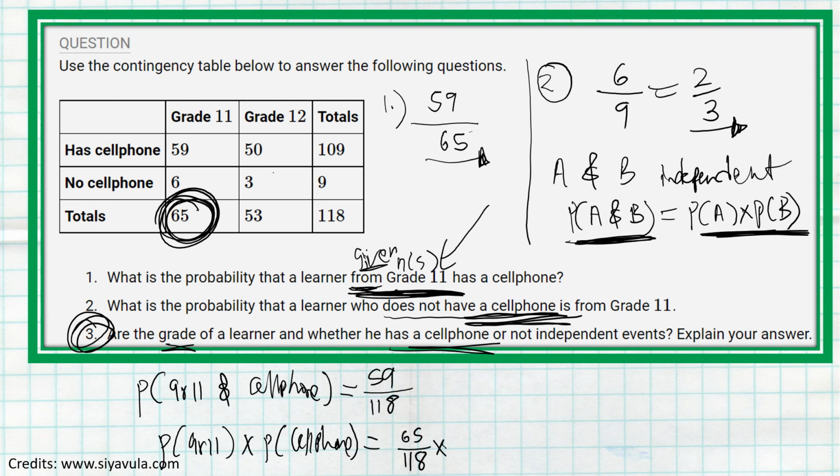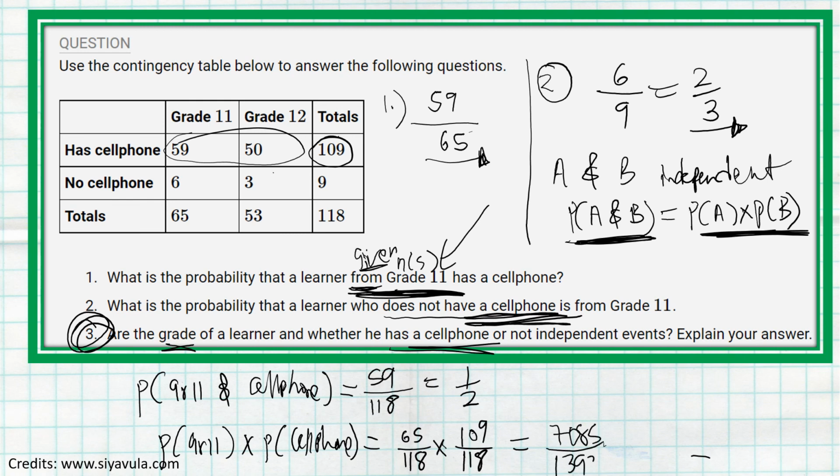Multiply by the probability that Elena has a cell phone. How many total of them? It's 109 over the whole sample space, right? So we're just going to simplify this and see if it's the same. 59 over 118 is the same as 1 over 2. But 65 over 118 multiplied by, what's this? 109, right? This is 109. 109 over 118 is going to give us 7085 over 13924, right? Can you see that these two are not the same?